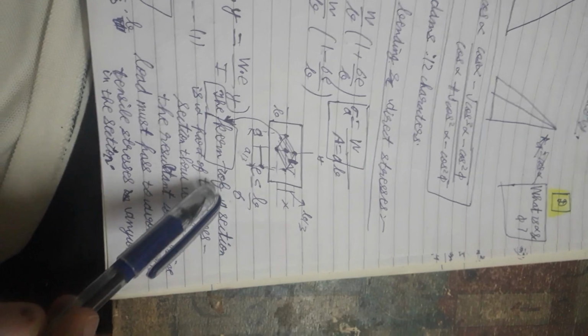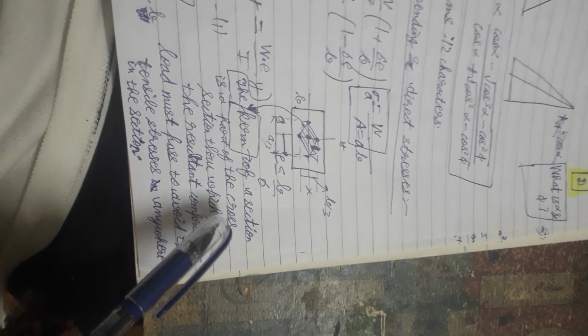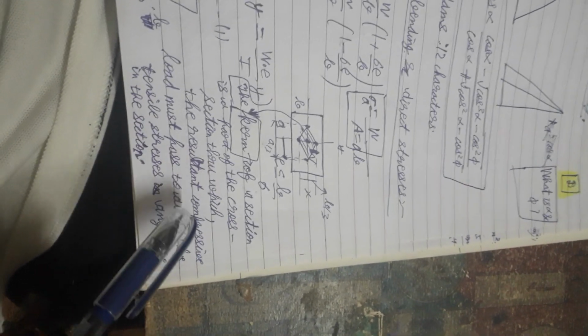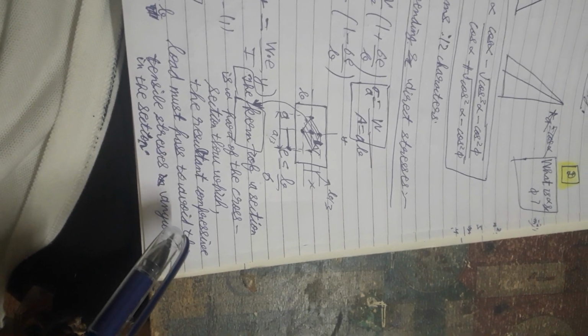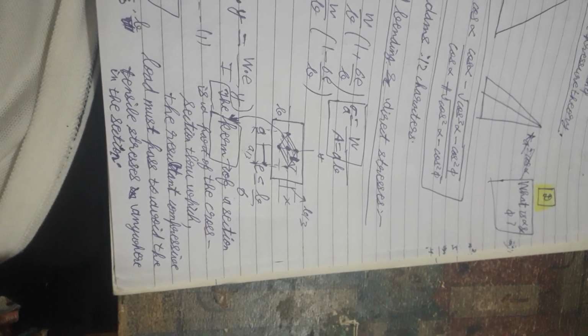Note that the kern of a section is a part of the cross section through which the resultant compressive load must pass to avoid tensile stresses anywhere in the section. e is equal to B by 6.